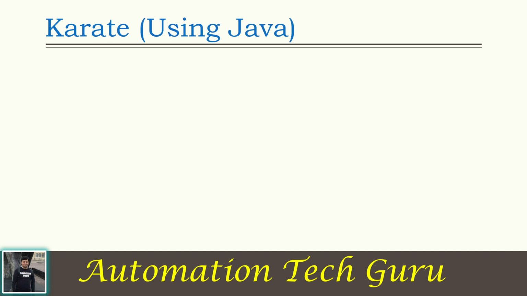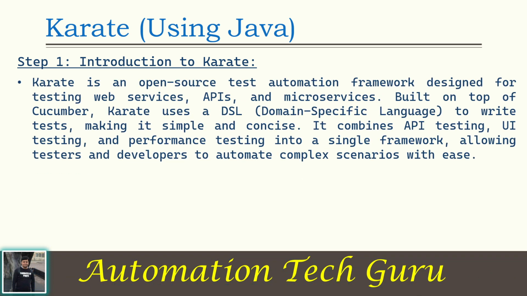Now next is Karate. It is using Java. So introduction. Karate is also an open source test automation framework designed for testing web service API and microservices. Built on top of the Cucumber, Karate uses the DSL, that is domain specific language, to write tests, making it simple and concise. It combines API testing, UI testing, and performance testing into a single framework, allowing testers and developers to automate complex scenarios with ease.